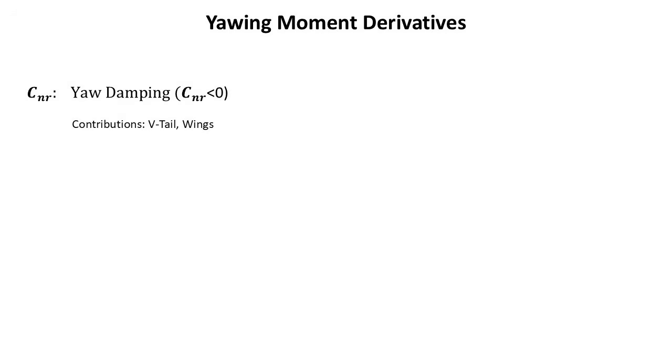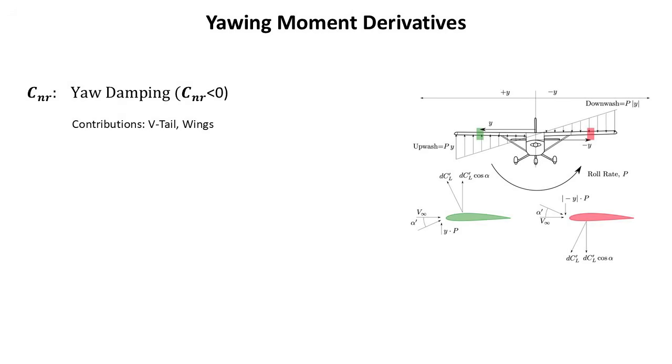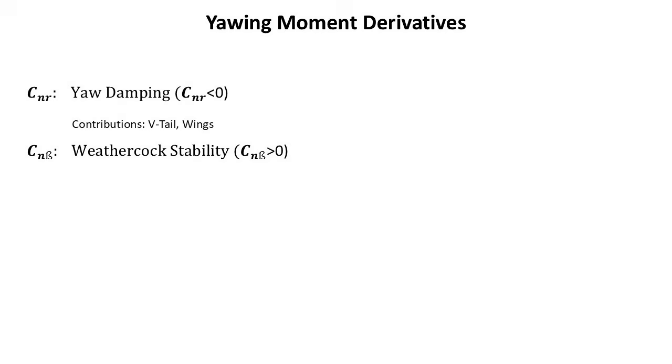CNR is the yaw damping term and describes a change in yawing moment due to the yaw rate, and therefore should be negative. This is practically the same as the roll damping term, but instead of considering the differential lift, we now consider the differential drag generated by the difference in dynamic pressure experienced by one wing moving forward and the other moving aft.